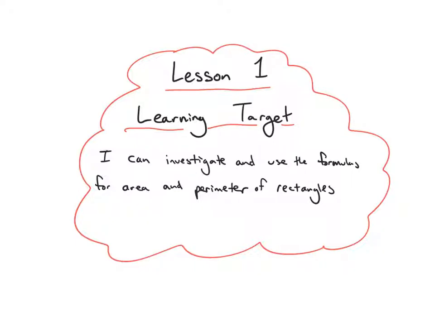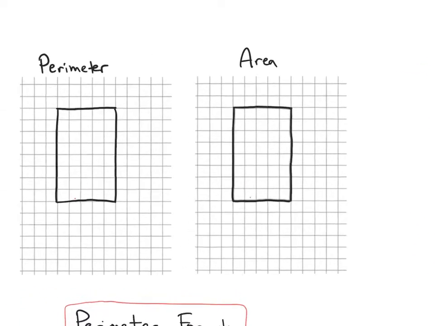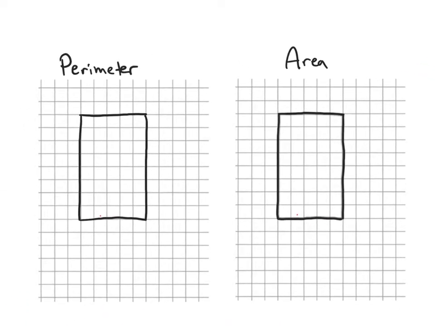So we're going to be reviewing a few concepts that you probably learned in a previous grade and seeing how we can use these concepts to help us with multiplication. So let's go ahead and jump in and get started with the first problem. The first thing we're going to do is review the two concepts of perimeter and area.